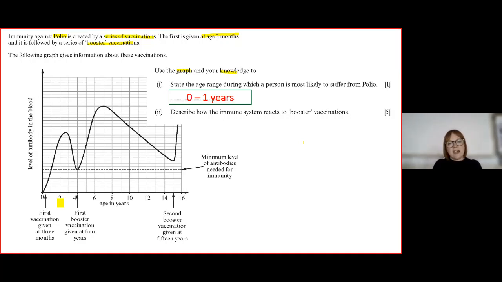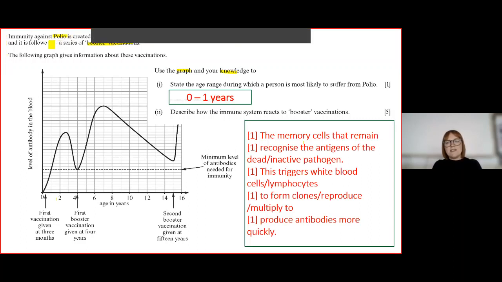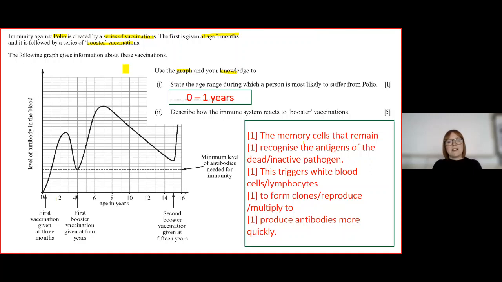The second question says, describe how the immune system reacts to booster vaccinations. This is a 5-mark question from the old legacy specification. So let's have a little look at what you'd have to say for 5 marks here. Number 1, we have to mention the idea that we have memory cells, and these memory cells remain in our blood.